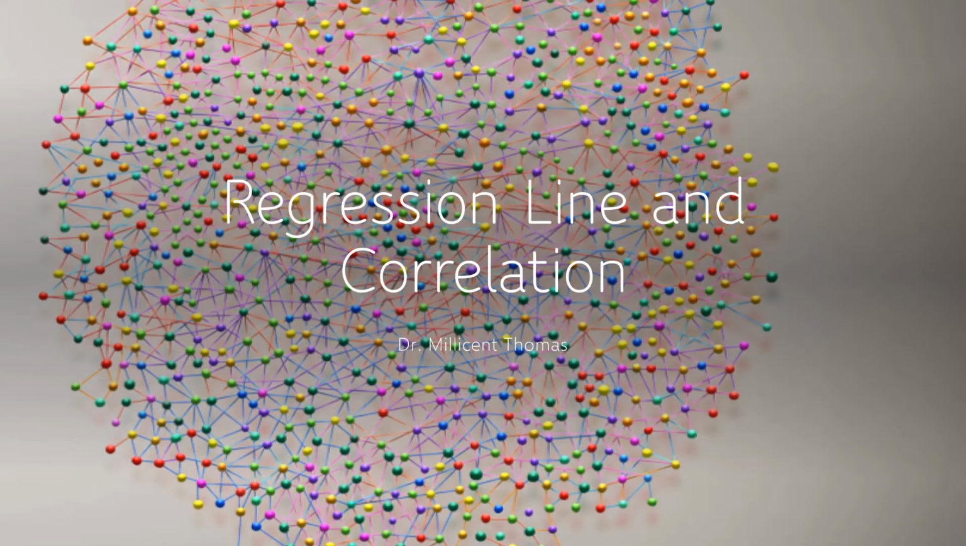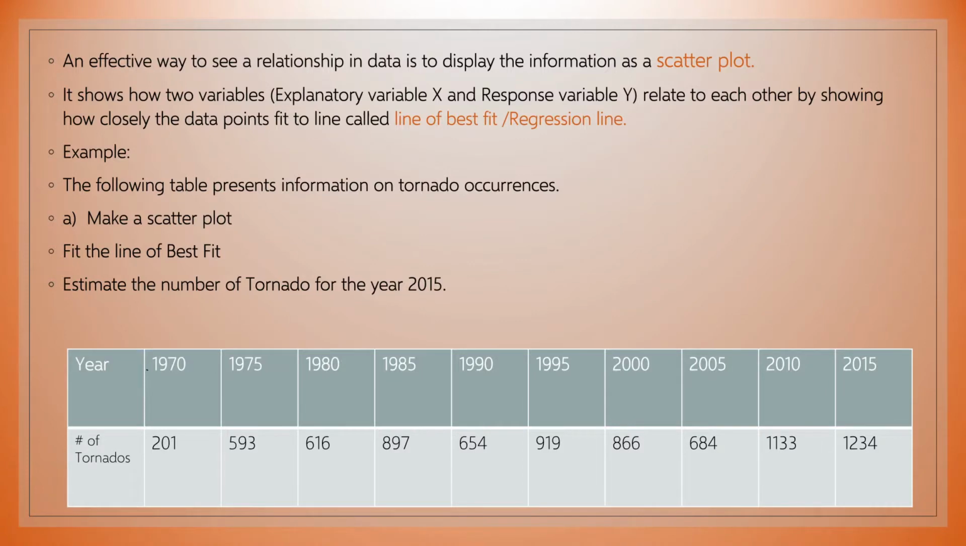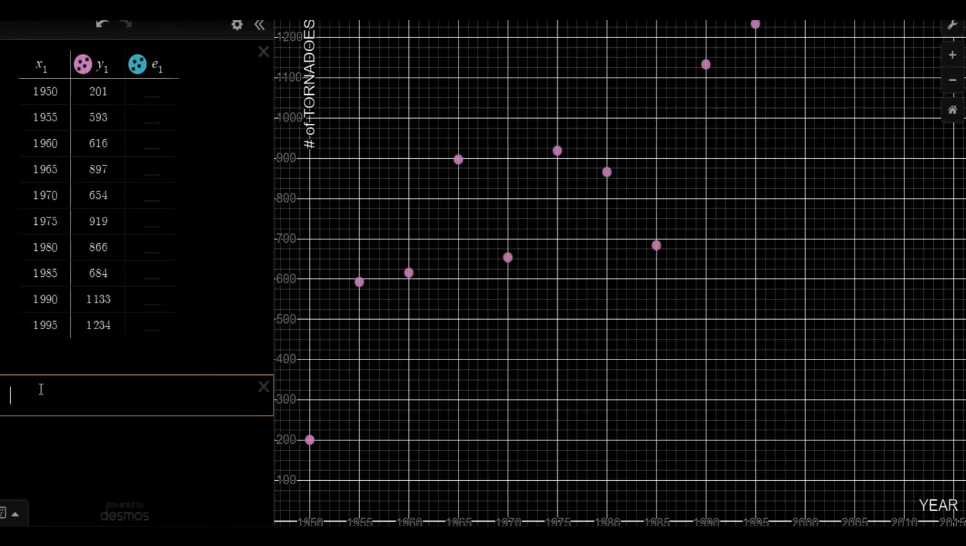This video is all about the regression line and correlation coefficient. The effective way is to get the scatter plot and also fit a line. Let us try to fit a line for an example given here.